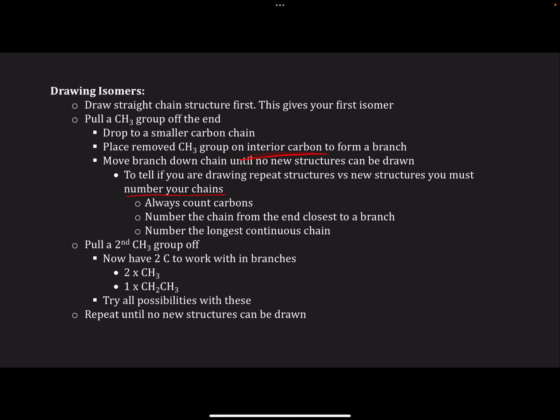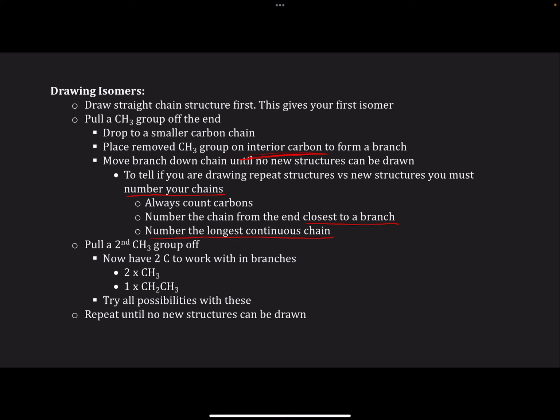So what that means is we're going to count our carbons. We will always count carbons. Now what we're going to do is number the chain from the end closest to a branch, and we're going to number our longest continuous chain.